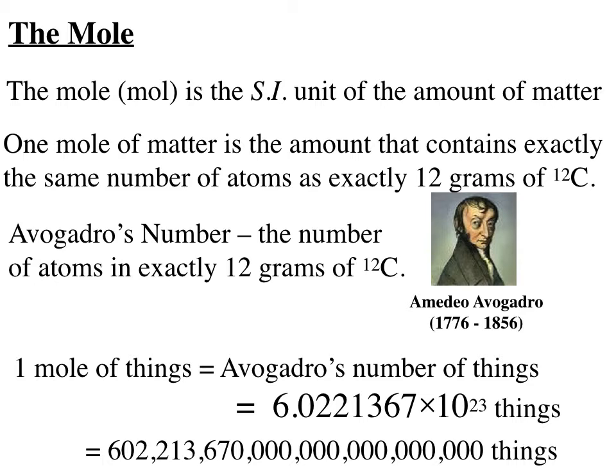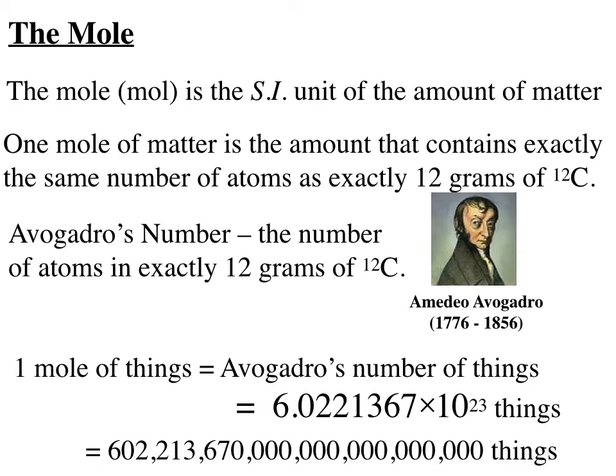Now, when I say exactly, I mean exactly. That should be 12.00000 to all units of significance. Then we would know exactly how many things are in a mole if we have exactly 12 grams of carbon-12. Now remember, carbon-12 is an isotope of carbon. It's a particular form of the carbon nucleus which has 6 protons and 6 neutrons in that nucleus.